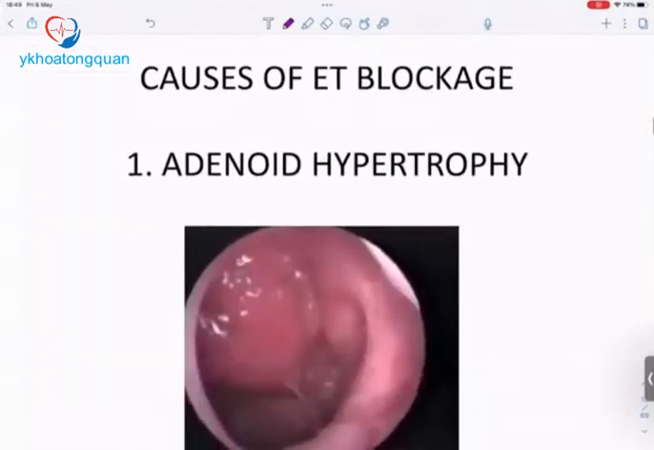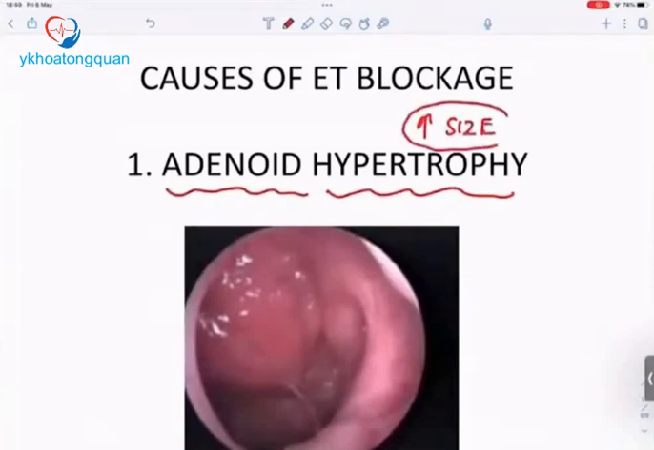Let us discuss the various causes of eustachian tube blockage. And number one cause is adenoid hypertrophy. Hypertrophy means increase in the size of adenoid. Every child has adenoid behind the nose, which is a normal lymphoid tissue behind the nose. But if the adenoid size increases, it is a disease called adenoid hypertrophy. Hypertrophy means increase in the size.